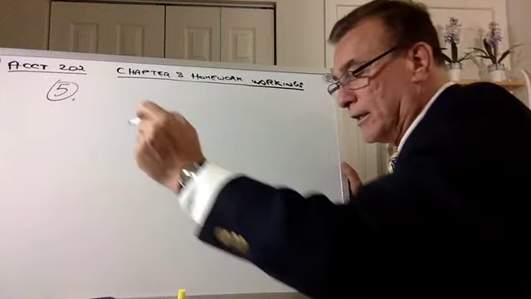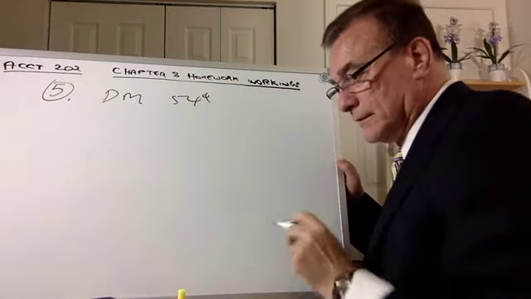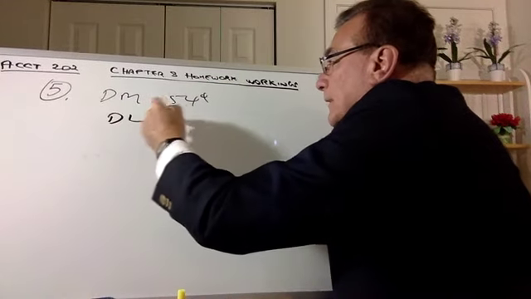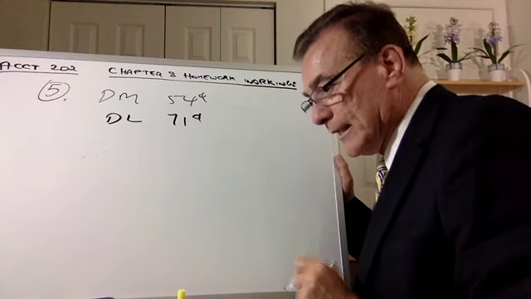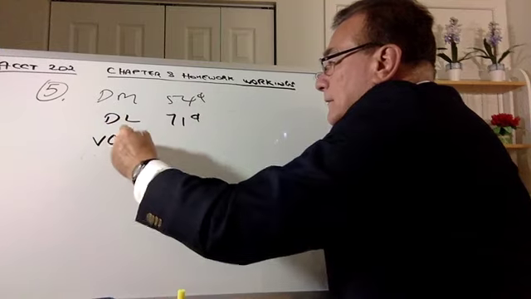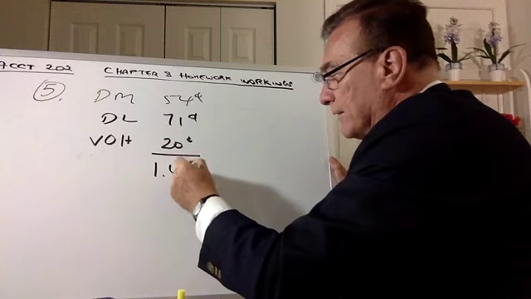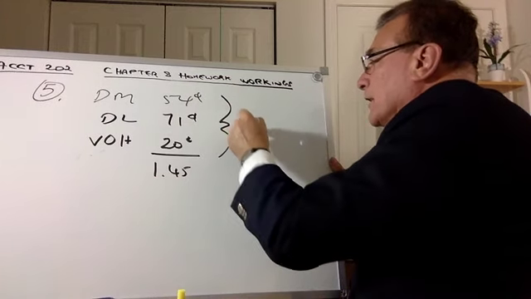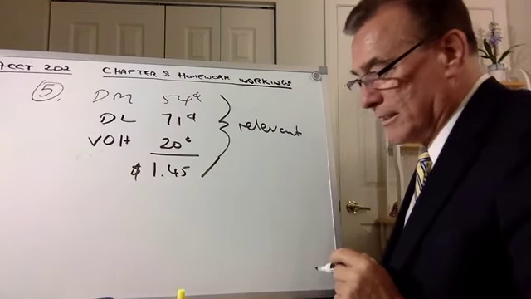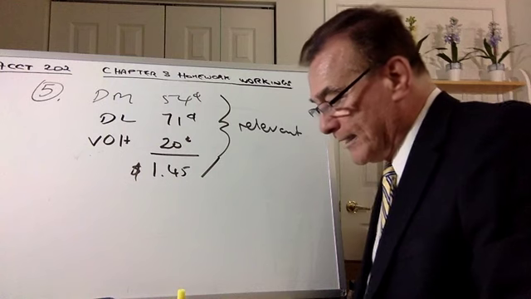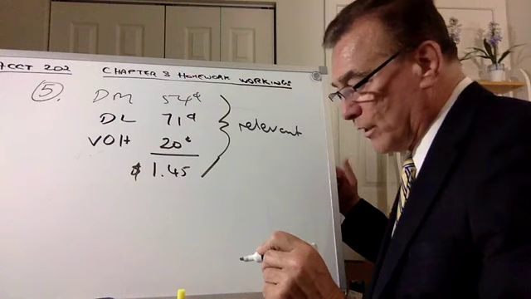So we're looking at the relevant costs, and the relevant costs are direct materials, 54 cents, okay? Direct labour, 71 cents, just using the information they gave us in the question. Variable overhead, 20 cents. Now if we total those up, that's $1.45. That's the relevant cost. $1.45 is the relevant cost of making the bread in-house. So what's the variable cost per loaf? It's $1.45.